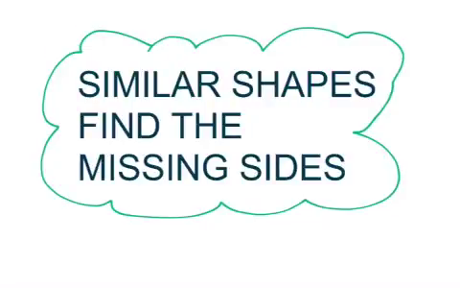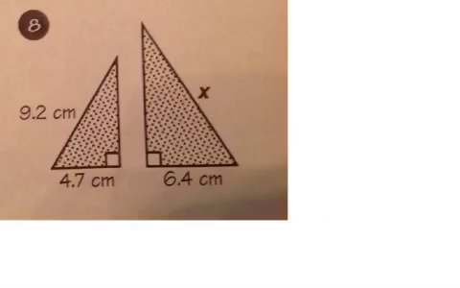Okay, ladies and gentlemen, this is a review of similar shapes and basically finding a missing side or two of similar shapes. Okay, so let's take problem 8 from a previous worksheet and follow the purple. Notice that we're trying to find this side x, and x is part of this bigger triangle, right?